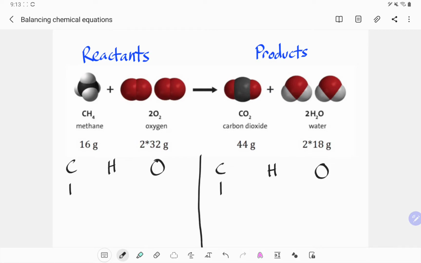On the reactant side, let's look at hydrogens next. We have 4 hydrogens. Those are a little bit harder to count when you're looking at the spheres because they're bonded to this oxygen and they're kind of hard to see.